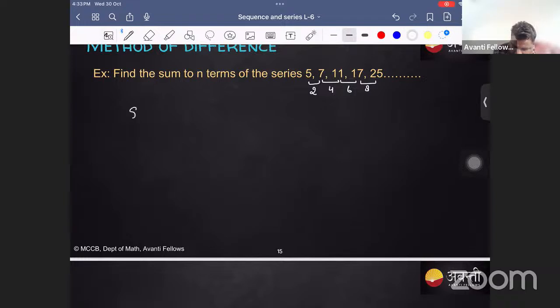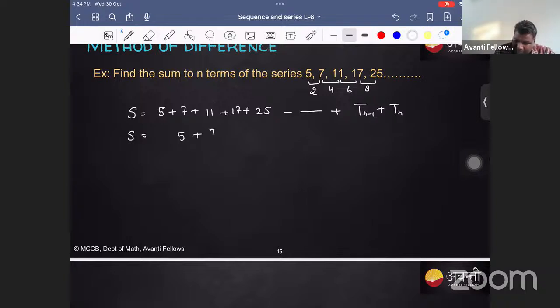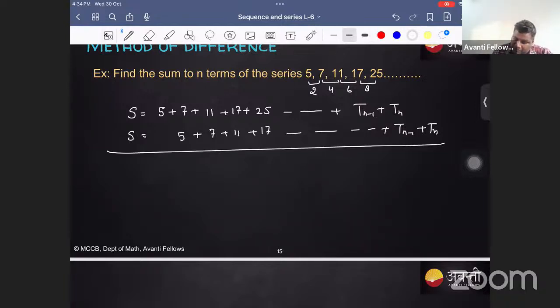So, if I write the series as 5 plus 7 plus 11 plus 17 plus 25, after some time there will be an (n minus 1)th term, then the nth term, Tn. Correct? Now write the series once again by pushing it one term ahead: 5, 7, 11, 17, then this will come here and this Tn will come here. Got it? Now subtract both the series.